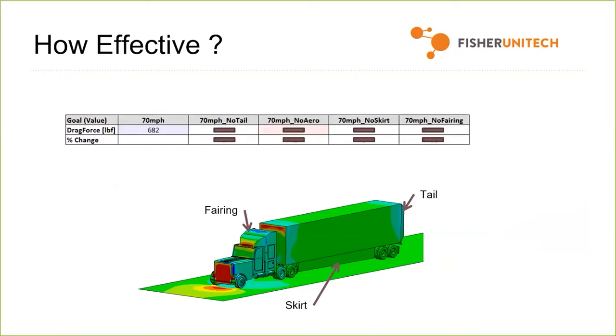So to determine the effectiveness of the fairing, what we did next is we removed the fairing. So that's actually the last column. Reran the analysis and looked at the drag force. And that gave us a percent change. We turned that back on and turned off the skirt. So that's the second to last column. Reran the analysis, looked at its effectiveness. And then finally, from there we turned back on the skirt, turned off the tail, and calculated its force. And then finally we turned off everything. So no aerodynamic components, no fairing, skirt, or tail. Reran the analysis and looked at those results.